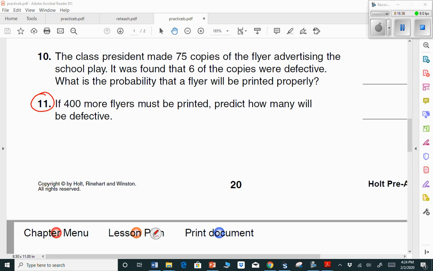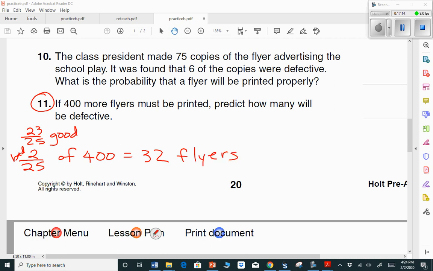Okay, so 23 out of 25 were good. So that means 2 out of 25 were bad. So if we're printing 400, it's going to be 2/25 of 400, which is 2/25 times 400. So 2 fraction key 25 times 400 equals 32 flyers. And let's double check. Yeah, they wanted to know how many would be defective.